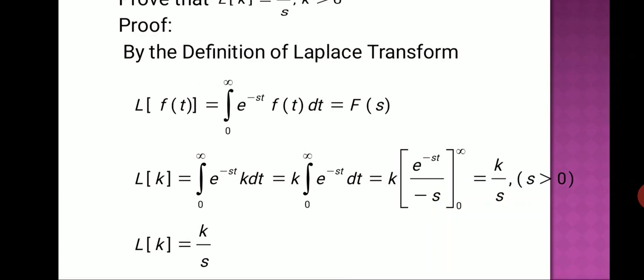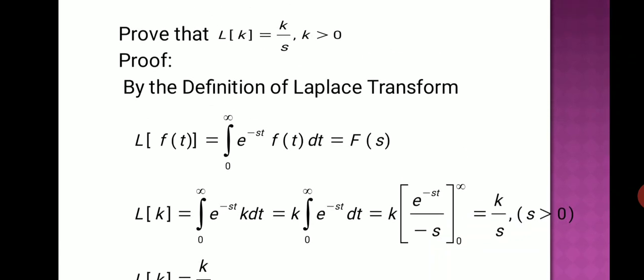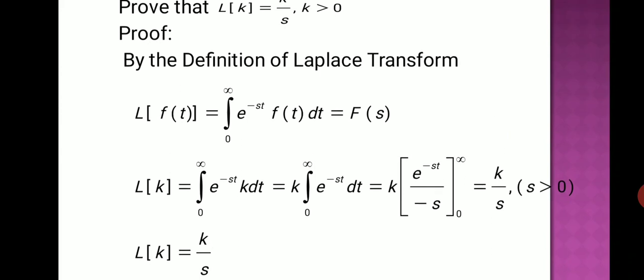L of f of t is equal to integral 0 to infinity e power minus st f of t dt, which is equal to capital F of s. Here we have to find the value of L of k, which should be k by s. We have to prove that. Taking the LHS, L of k is equal to integral 0 to infinity e power minus st, where f of t is replaced by k, into dt. Since k is a constant, taking it outside the integration, k into integral 0 to infinity e power minus st dt.